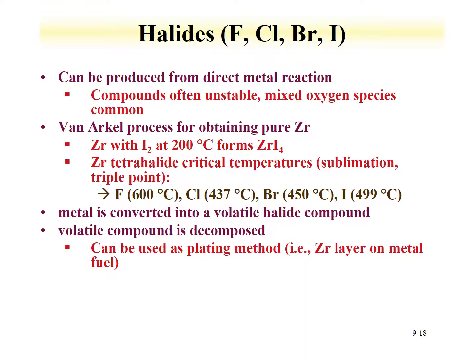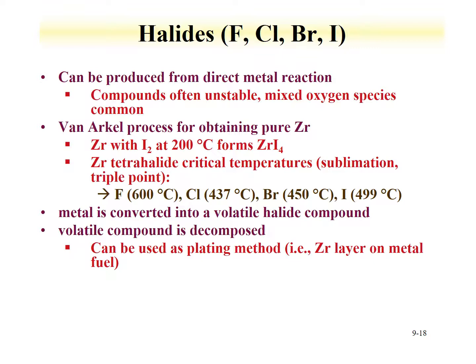Halides are another example of a reactive ligand that can be used in separations. An example from industry comes from the Van Arkel process for obtaining pure zirconium. Elemental zirconium and iodide are reacted at 200 degrees. They form the zirconium tetraiodide.